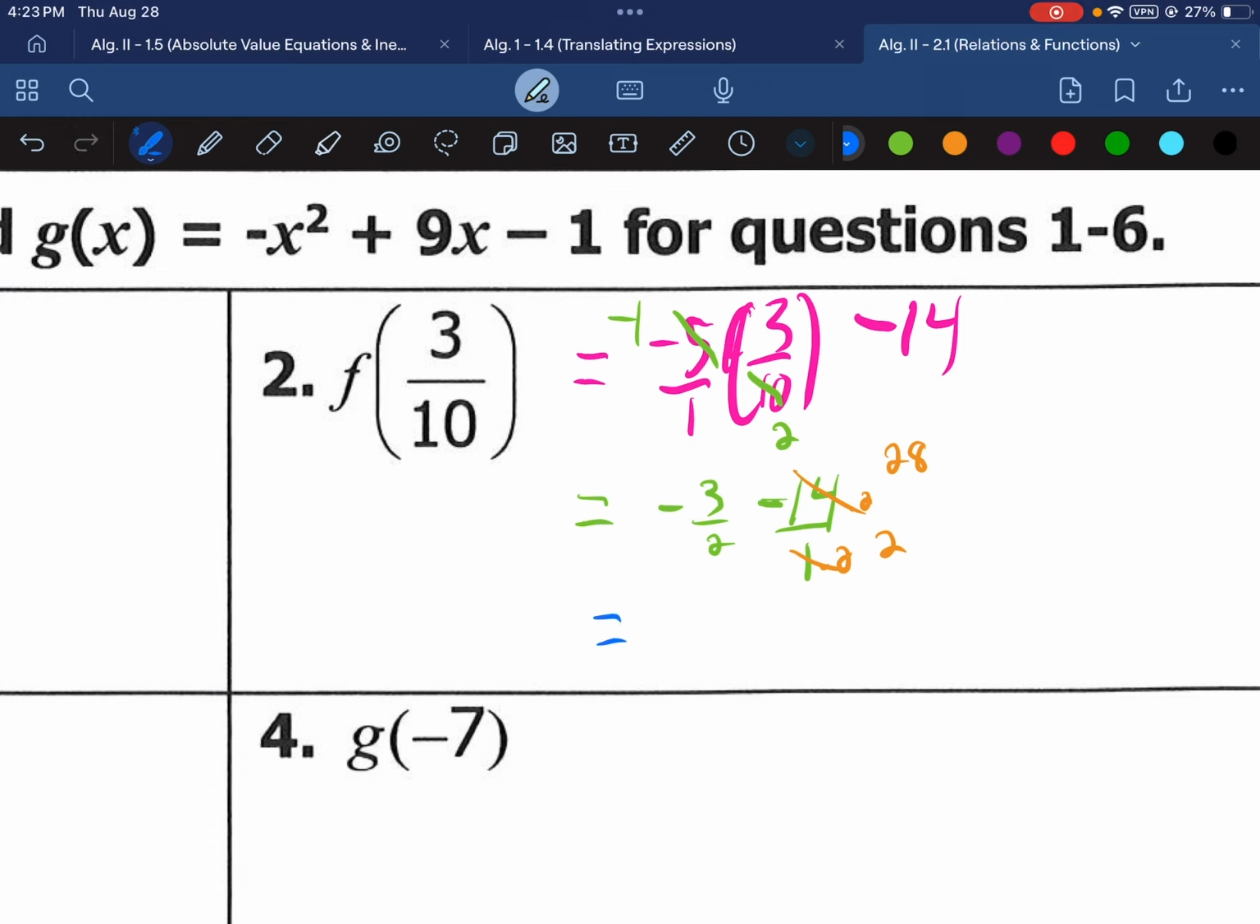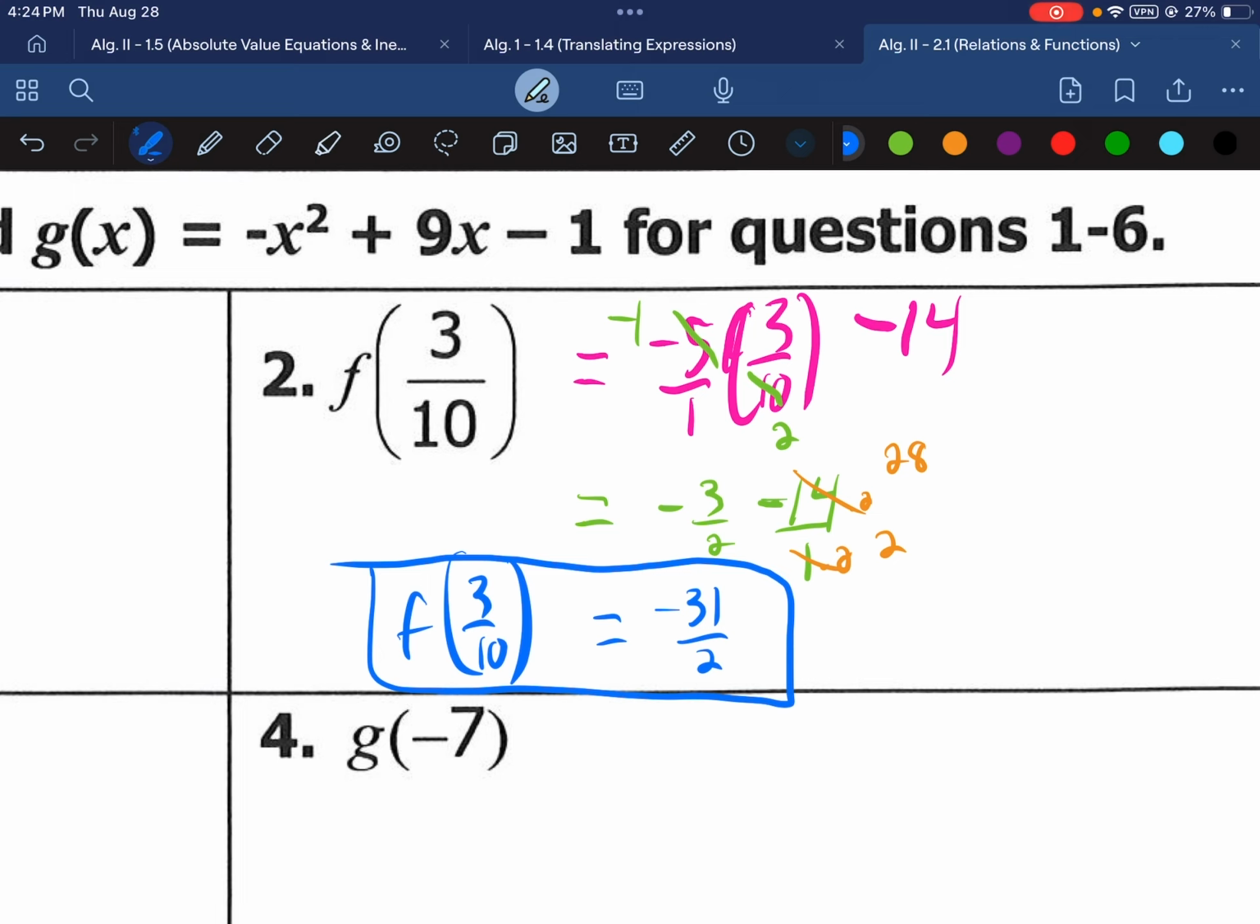So now I can combine negative 3 and a negative 28 to get negative 31 over 2. The bottom stays the same. And now f of 3 over 10 is equal to negative 31 over 2, or negative 15.5. They all are the same thing, just different ways of writing or representing that number. And so notice I didn't write my f of 3 over 10 on the middle step, but I wrote it again on my final step.